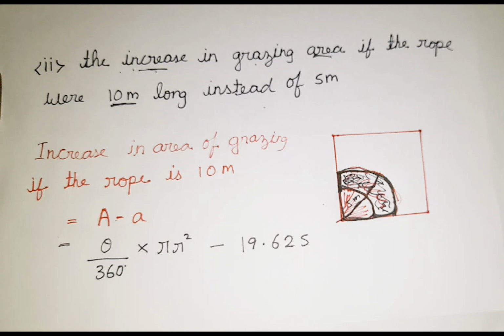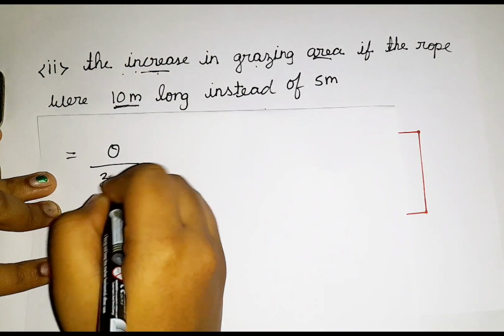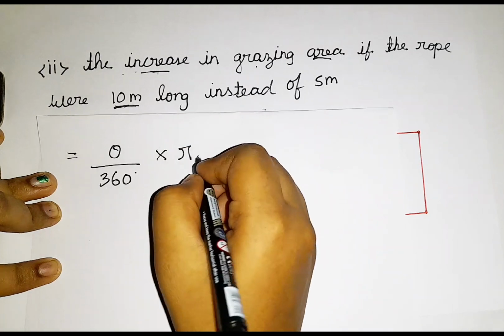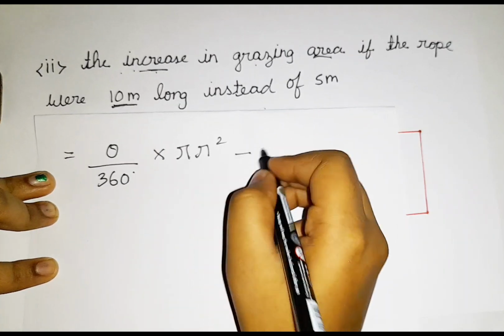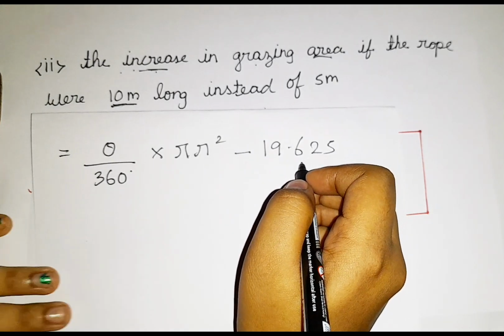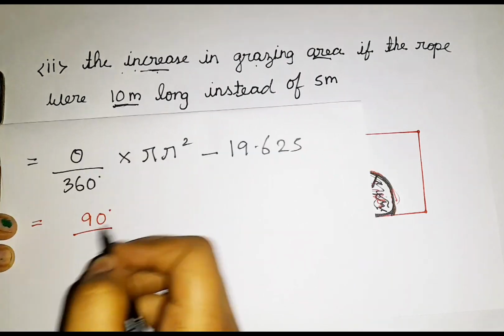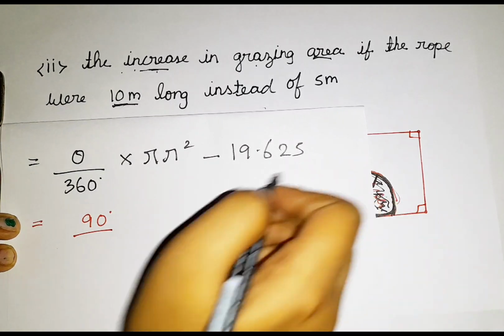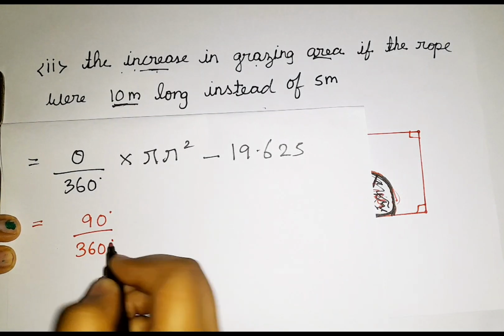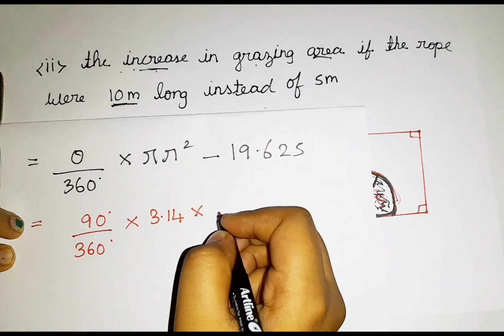So now let us do that. Since you guys know it is theta by 360 degree into pi r square, and then minus 19.625. So this was the value. Okay, so now let us substitute the values. In theta place let us write 90 degree, since you guys know everything is 90, am I right? And then 90 degree into, so pi we are supposed to take 3.14 into radius, here it is.